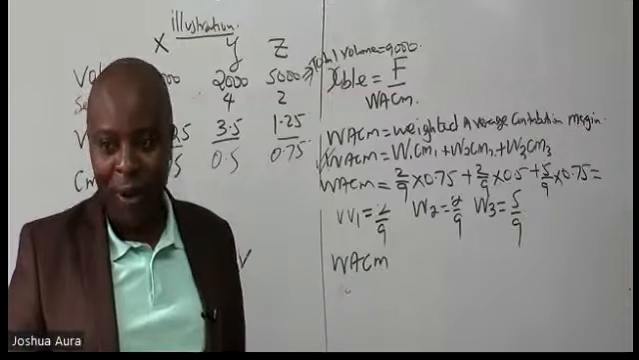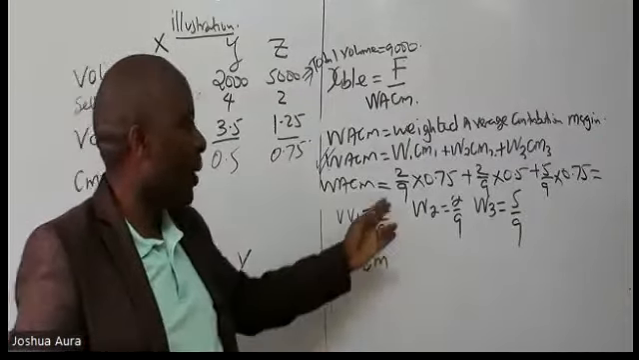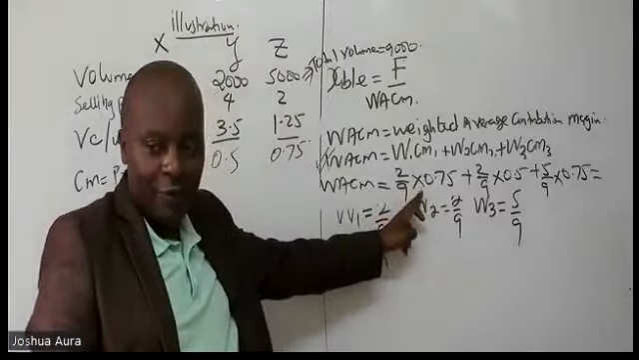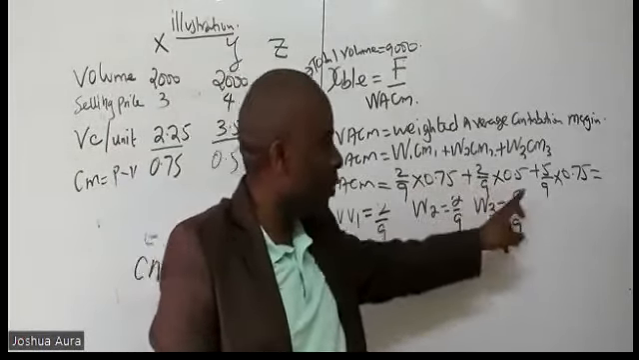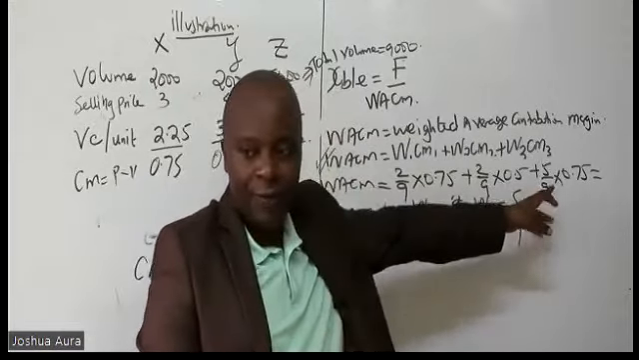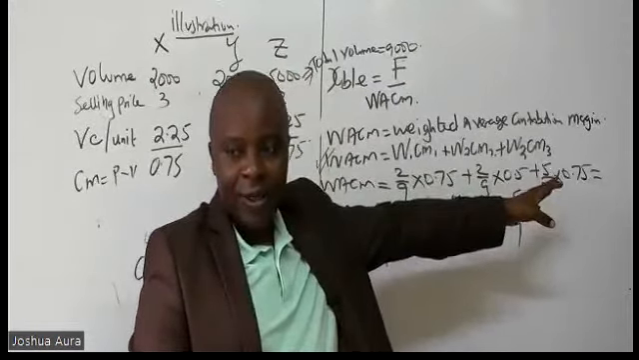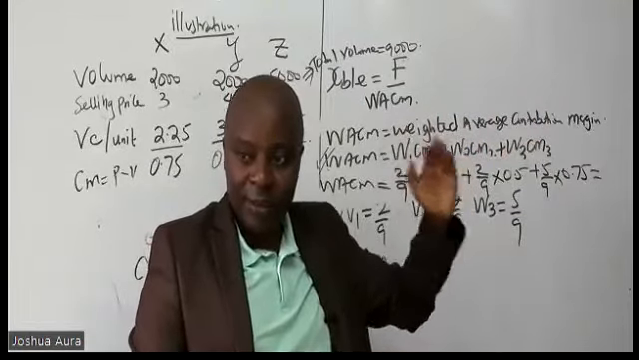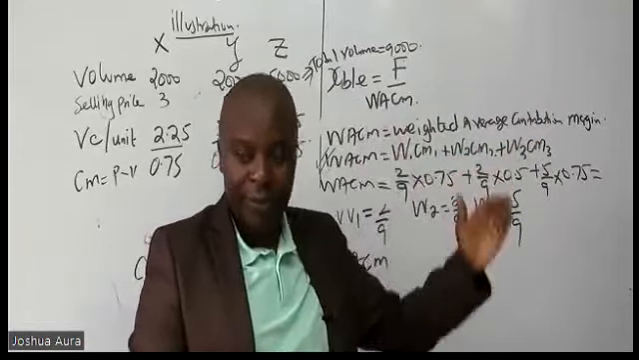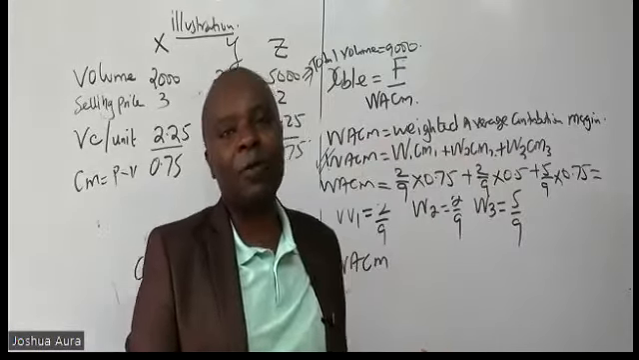Take up your calculator. Press 2 over 9 times 0.75 plus 2 over 9 times 0.5 plus 5 over 9 times 0.75. Remember, you're not required here to round off so much. You must give this many decimal places. The more decimal places for working, the better for everybody.